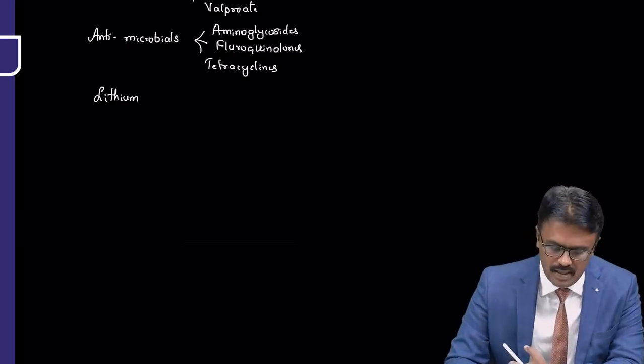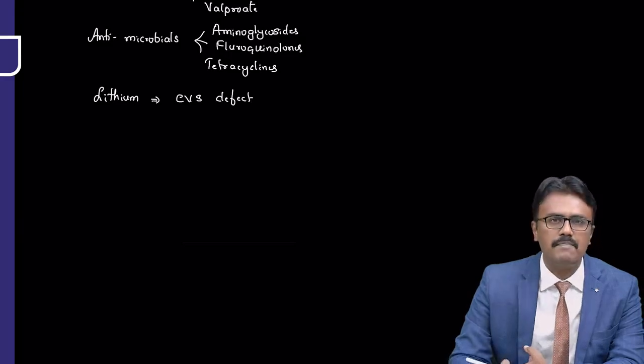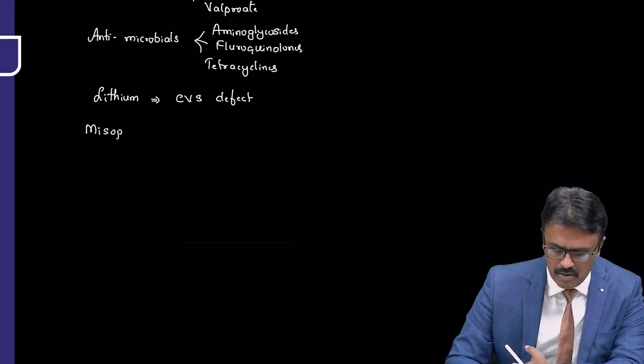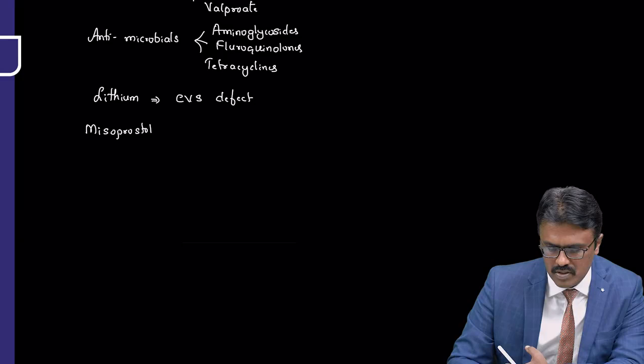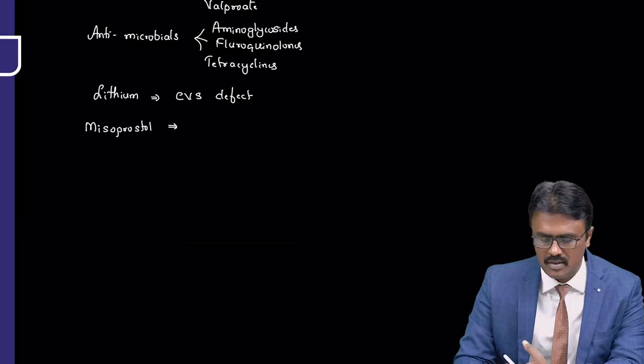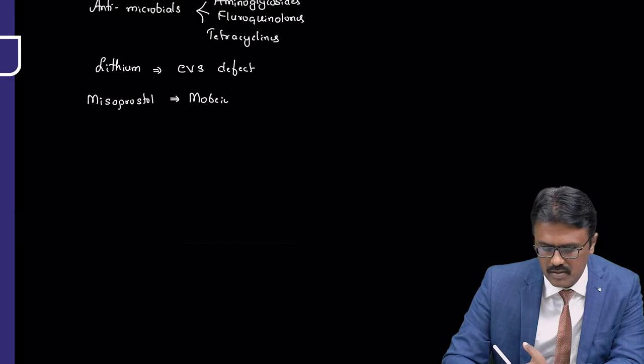Apart from this, we have a CNS drug, lithium, which causes a serious defect, and that is Ebstein's anomaly. And an endocrine drug, misoprostol. Misoprostol, usually we don't use it in pregnancy because it causes abortion, but sometimes if it is used, it can produce Mobius syndrome.